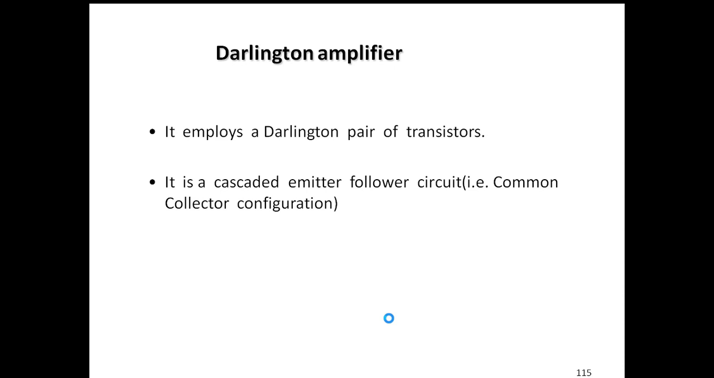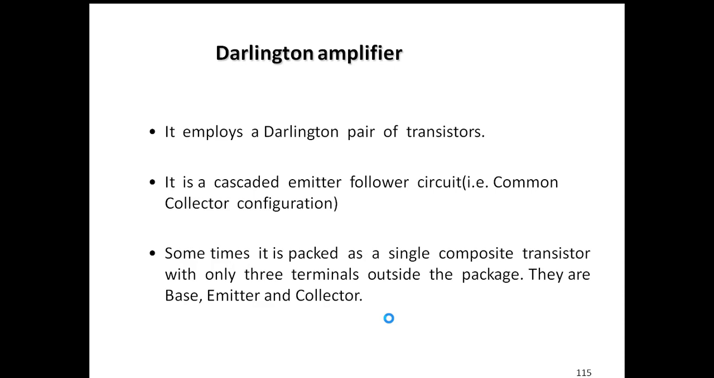Here, the Darlington amplifier is also called a Darlington pair of transistors. It employs a Darlington pair of transistors. Just now I told you it is a cascaded emitter follower circuit, that is common collector configuration. A cascading of two common collector configurations is nothing but a Darlington pair. Sometimes it is packed as a single composite transistor with only three terminals outside the package. They are base, emitter, and collector.